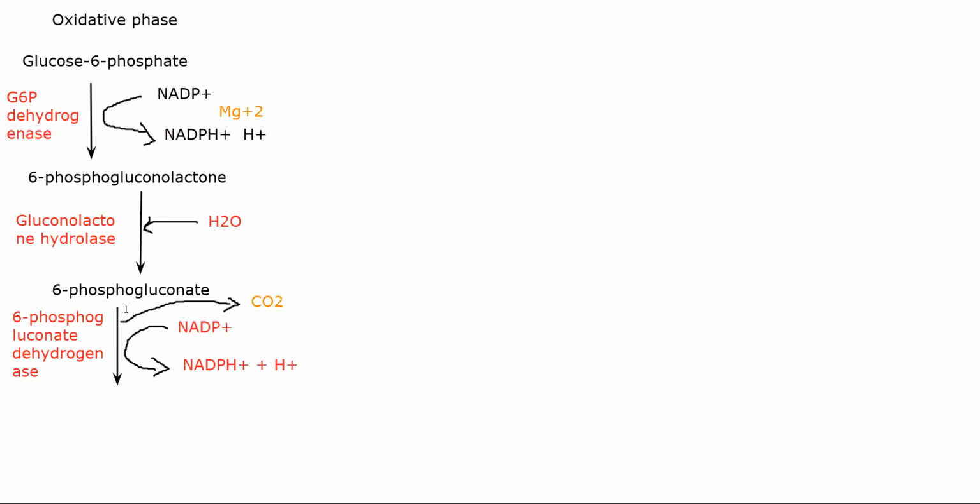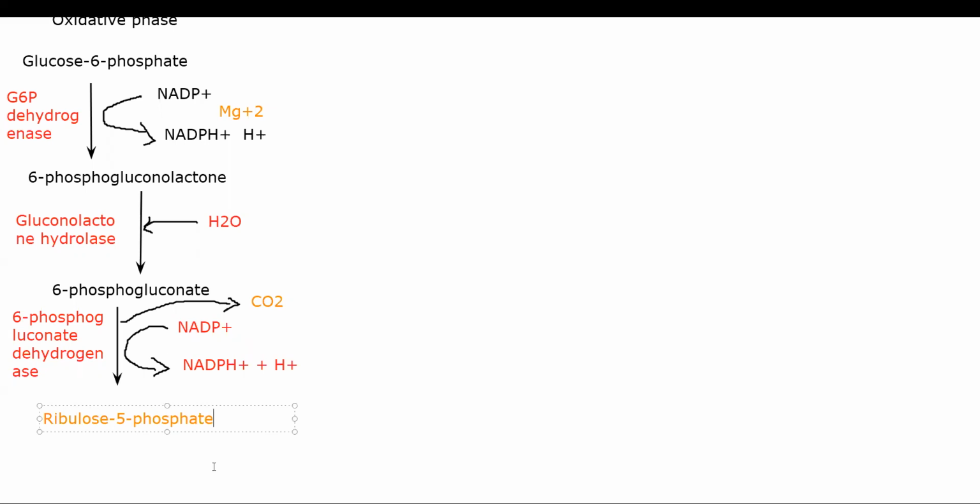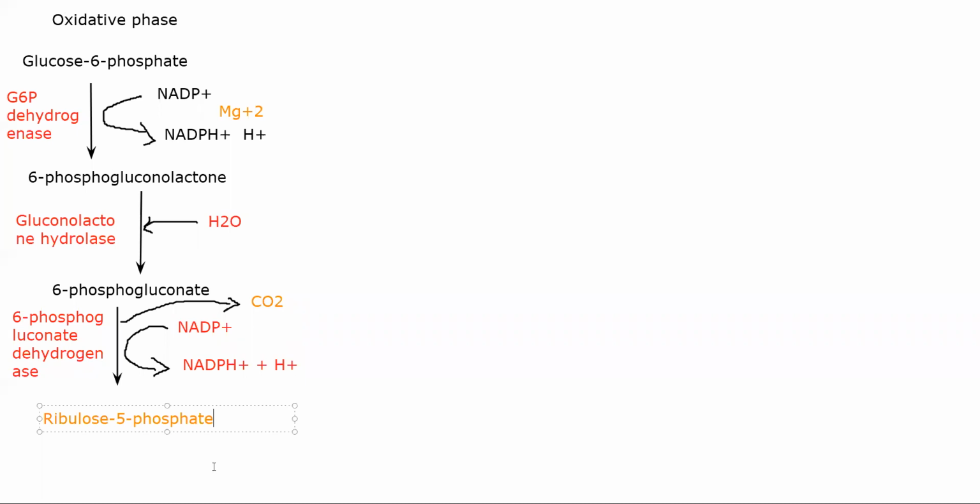So we started with a 6 carbon molecule here that was glucose 6-phosphate. If you're removing one carbon, you'll end up with a molecule of 5 carbons, that is ribulose 5-phosphate. If you remember, ribulose 5-phosphate is the ketonic form of a carbohydrate or a monosaccharide with 5 carbons. So this is what you get. This is the oxidative phase of your HMP shunt pathway.